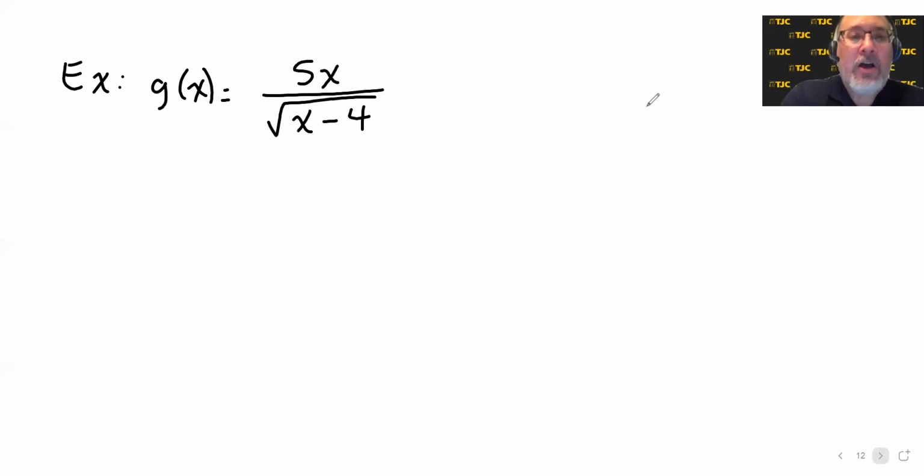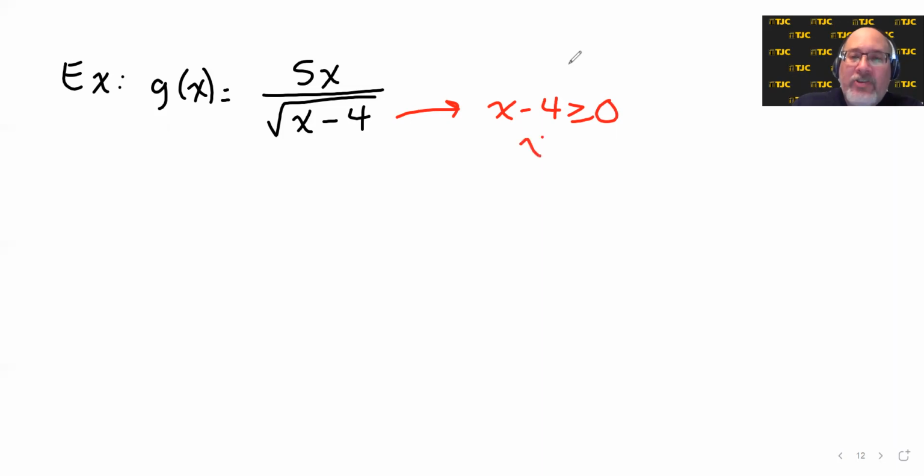All right, we have 5x over the square root of x minus 4, which means we have two domain issues. Domain issue number 1, we need x minus 4 to be greater than or equal to 0 because we don't want a negative number under the square root. Well, that's just x is greater than or equal to 4, and that's pretty easy to shade in. We'll figure that out in a minute. But we also need the denominator to not equal 0. We need the square root of x minus 4 to not equal 0.